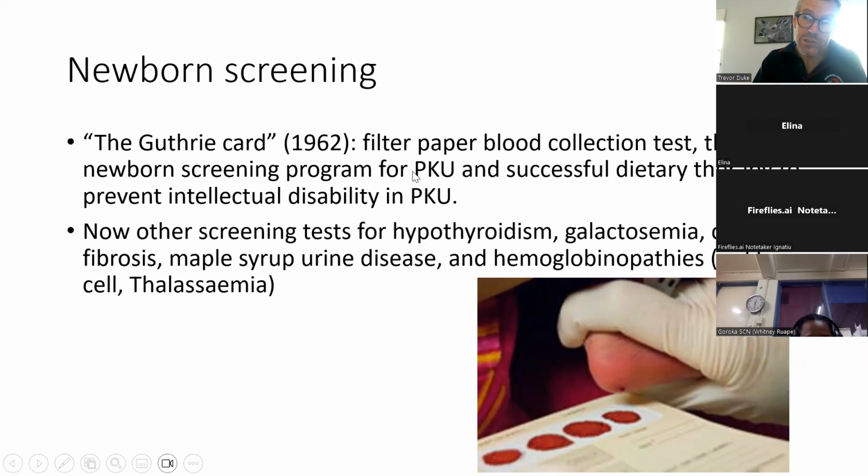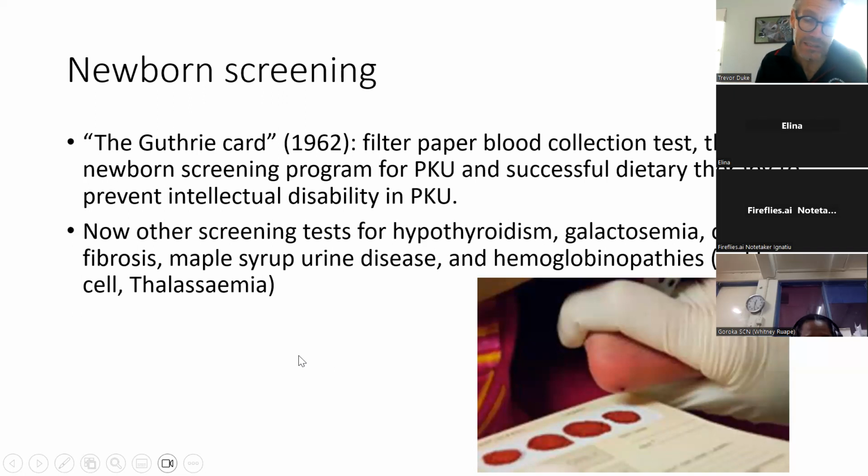The first two diseases for newborn screening were phenylketonuria, which I mentioned before, and that led to successful dietary manipulation and prevention of a lot of intellectual disability in boys affected by PKU. And then hypothyroidism was the other one. The identification early in life of babies with hypothyroidism led to thyroxine replacement, and therefore the prevention of intellectual disability and all the consequences of hypothyroidism.